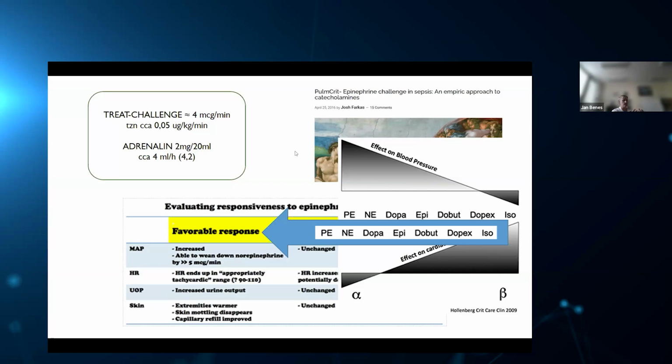You are increasing the risk of oxygen consumption by the heart, so it will have potential cost for your patient, but maybe it will work better. You will be able to wean the vasopressor.